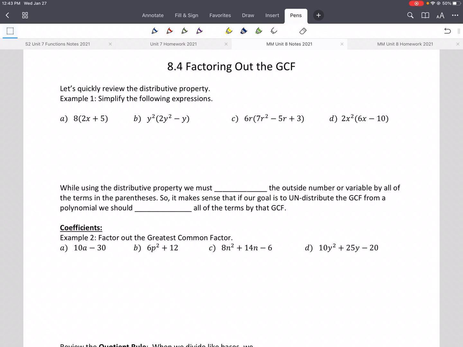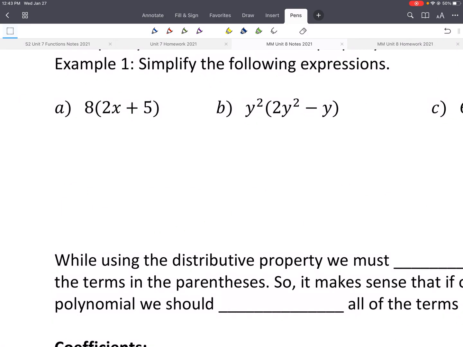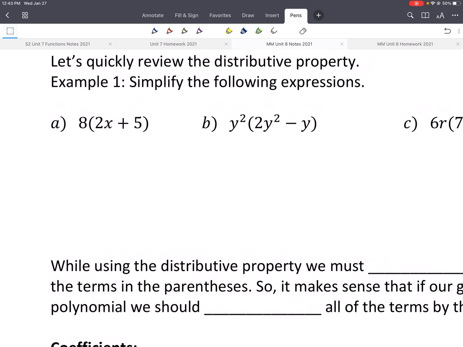Last lesson, 8.4, factoring out the greatest common factor. All right, so let's start by doing a quick review. This was like 8.2, I think, when we were to distribute, or maybe that was 8.1.